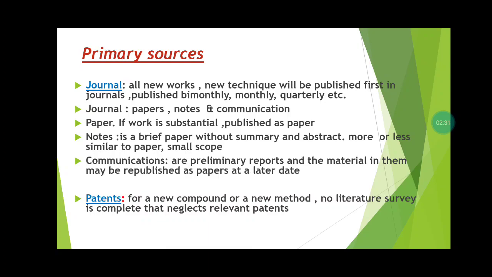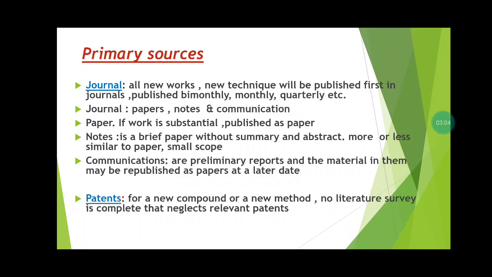Journals publish three types of publications, namely paper, notes, and communication. If the work is substantial and gives complete detail with sufficient data, it is published as a paper. The next, notes. A note is a brief paper published without a summary and abstract. It is more or less similar to a paper, but it may be of a very small scope. Most of the journals do not publish notes.